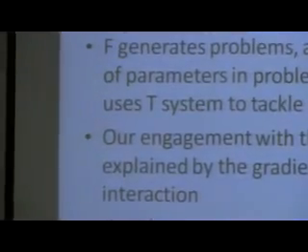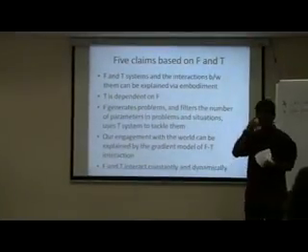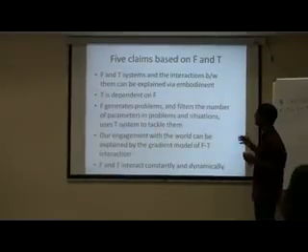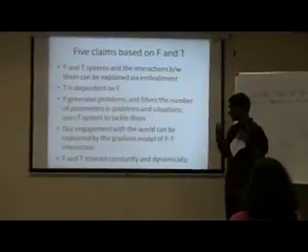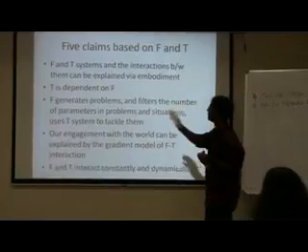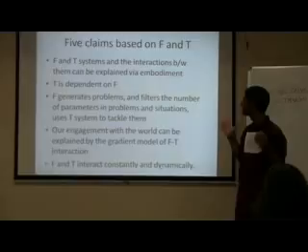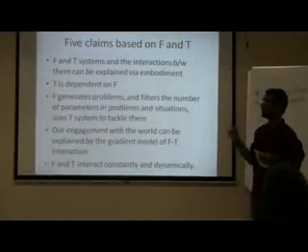Okay. So these are the basic 5 claims that we make, and we can consider them as themes for the entire paper or the project presentation as well. So the first is F and T systems and the interaction between them can be explained by embodiment, which in some way she has handled. The other, also handled by Amita, is that T is dependent on F. Since T is dependent on F, the other view of the same statement would be that F is independent and absolute.